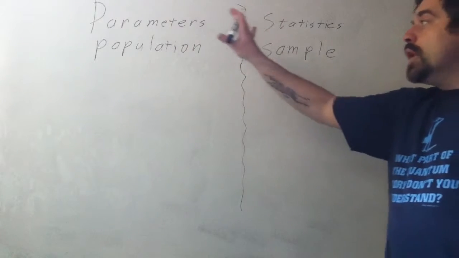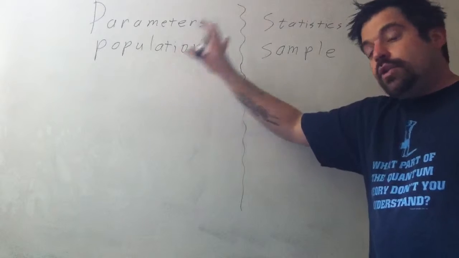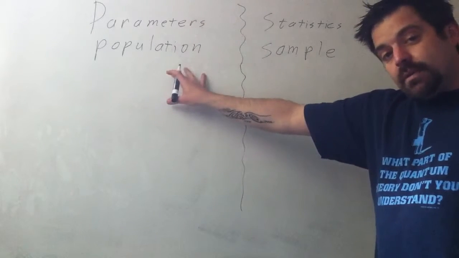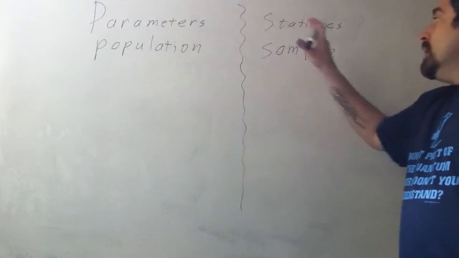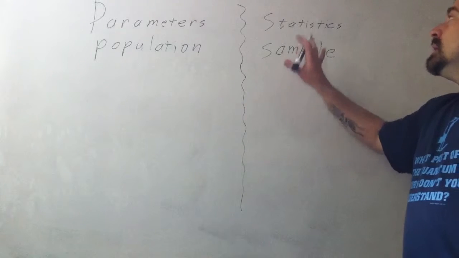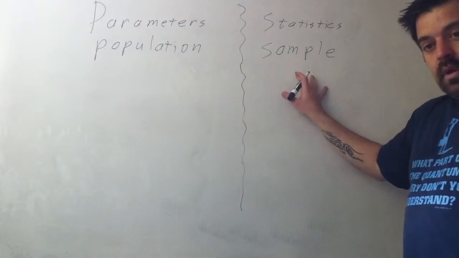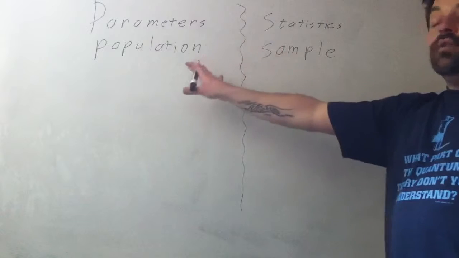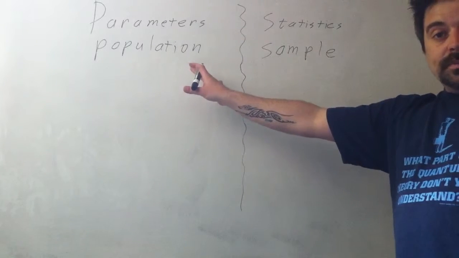So the idea is if you want to know stuff about a population, you're never going to know the exact parameters that the population has, but you can at least take a sample, take statistics on that sample, and hopefully that will allow you to infer information about the population.